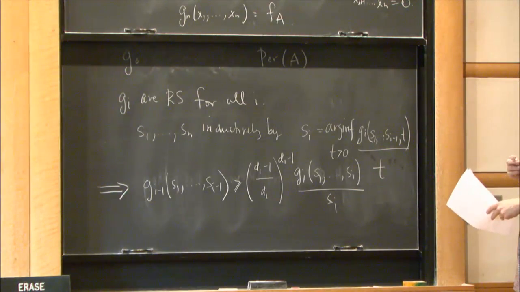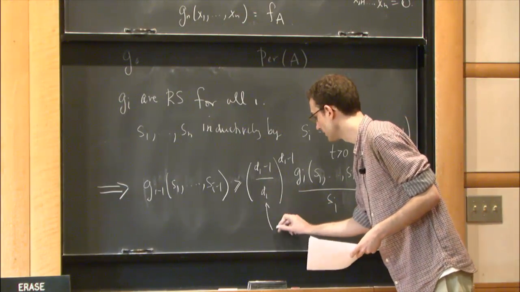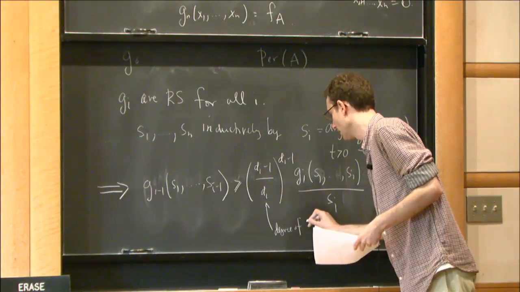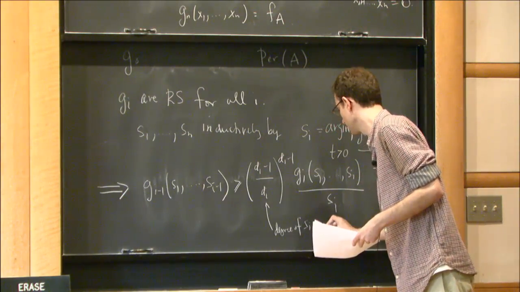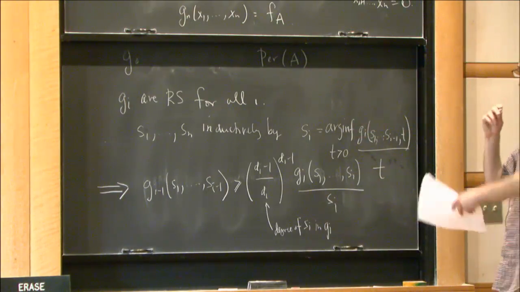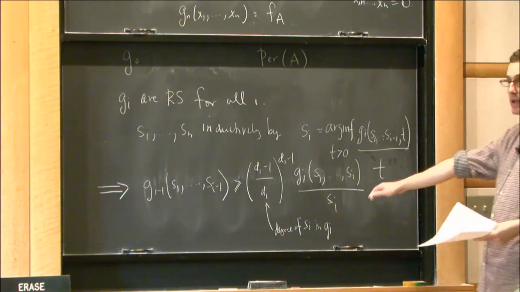What is d_i? This is the degree of Si in Gi. It's something we could probably calculate now. So we'll plug them in later.